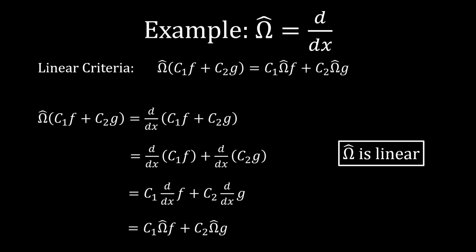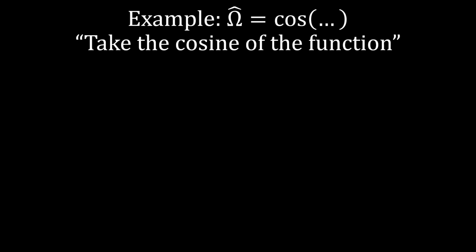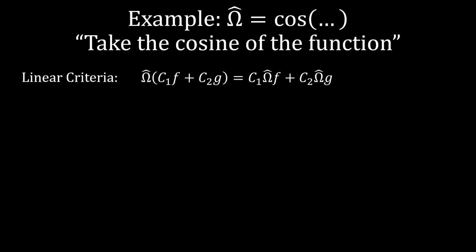So in this case, omega, or our derivative, is linear. Let's try another example. So now let's try omega hat is equal to cosine of the function. So this operator will tell us to take the cosine of whatever is inside of it. So just as before, we'll rewrite the linear criteria and then write the left-hand side.